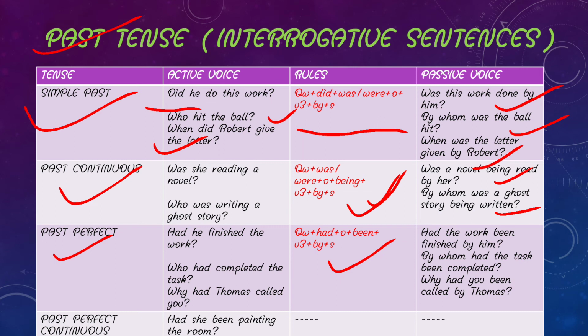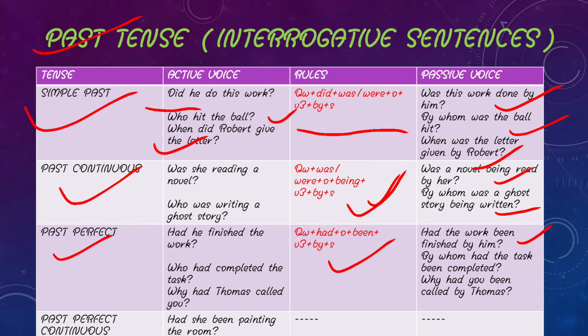In the sentence, Had he finished the work? the work is the object. So we need to bring that object in front when we change into passive voice. So the sentence will become: Had the work been finished by him?